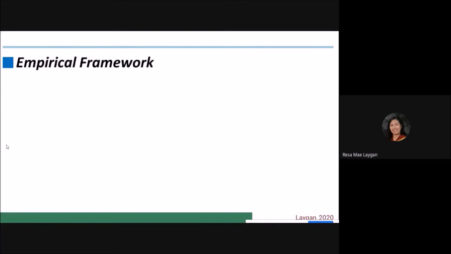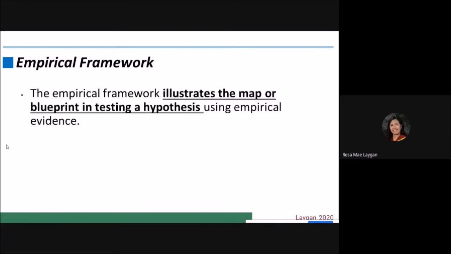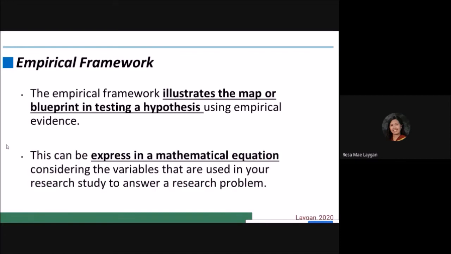So after the conceptual framework, we have here the empirical framework. Your empirical framework illustrates the map or the blueprint in testing a hypothesis using empirical evidence. When we say empirical, it means application, application of those theories and concepts. So that is what empirical means. This can be expressed in a mathematical equation or a certain model or a certain illustration. It depends on how you are going to illustrate the map or the blueprint in testing your hypothesis.